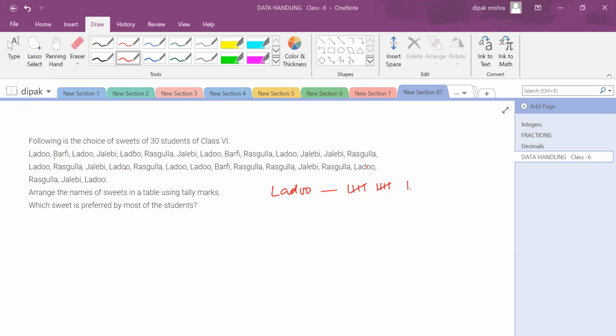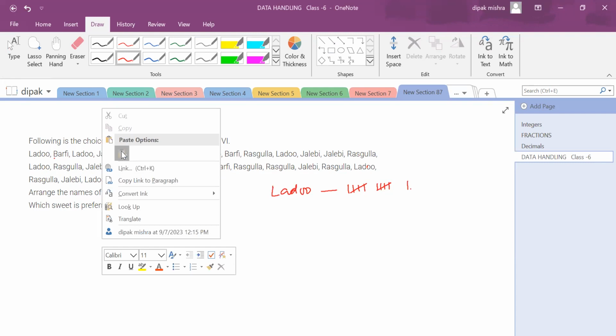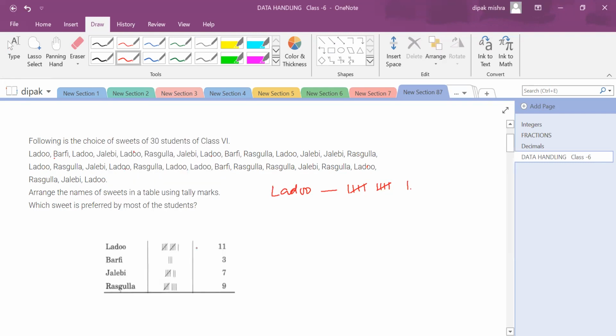Similarly, you can do it for the other sweets as well, and you will get something like this. Laddu is 11, barfi is 3, jalebi is 7, and rasgulla is 9. Which sweet is preferred by most of the students? The sweet preferred by most of the students is obviously laddu. So this is how you draw a table using tally marks. Let's move on to the next question.